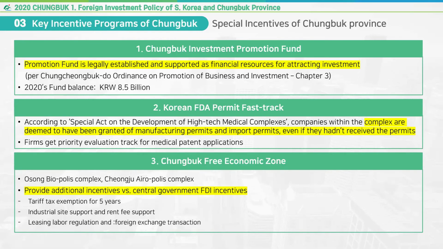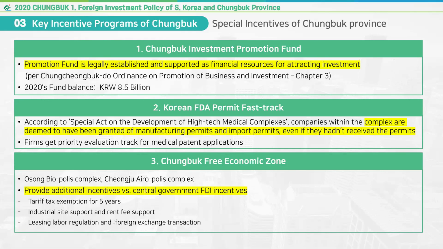The second is fast track of MFDS process, the Ministry of Food and Drug Safety, equivalent to Korean FDA, which is applied to companies located in Osong High-Tech Medical Complex in Chungbuk. Companies within the complex are considered to have obtained manufacturing and import permits. Additionally, the firms may also be subject to prior examination of medical patent applications. This greatly reduces the time required for the approval of the MFDS and patent applications.